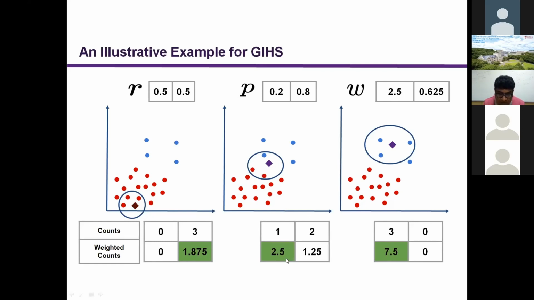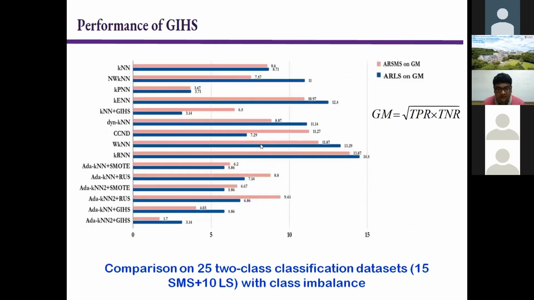This is called the global imbalance handling scheme, and our paper, this one in IEEE TNNLS, examines this scheme in greater detail with a lot of experimental results and so on.